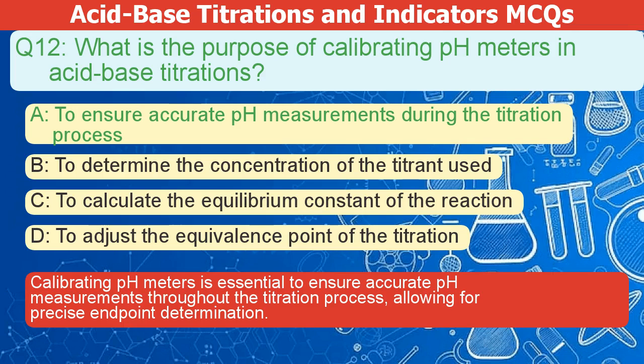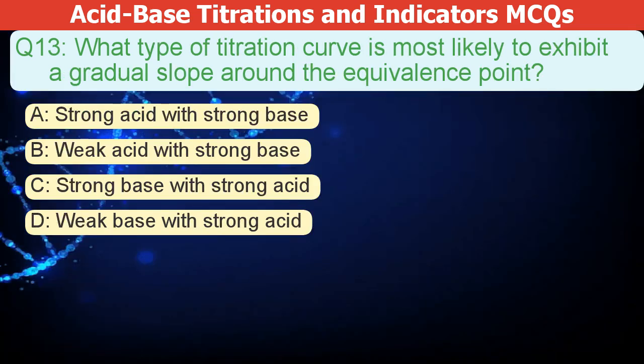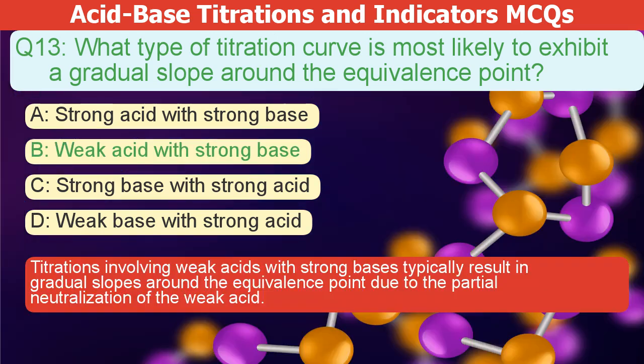Calibrating pH meters is essential to ensure accurate pH measurements throughout the titration process, allowing for precise endpoint determination. What type of titration curve is most likely to exhibit a gradual slope around the equivalence point? A. Strong acid with strong base. B. Weak acid with strong base. C. Strong base with strong acid. D. Weak base with strong acid. The correct answer is B.